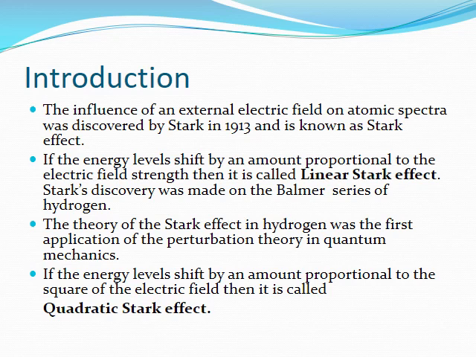The influence of an external electric field on atomic spectra was discovered by Stark in 1913 and is known as the Stark effect. If the energy levels shift by an amount proportional to the electric field strength, then it is called the linear Stark effect. Stark's discovery was made on the Balmer series of hydrogen. The theory of the Stark effect in hydrogen was the first application of the perturbation theory in quantum mechanics. If the energy levels shift by an amount proportional to the square of the electric field, then it is called the quadratic Stark effect.